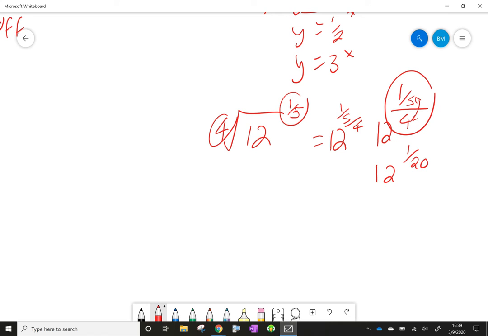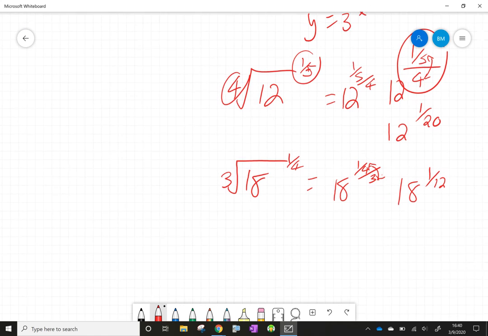Or if we have something like the cube root of 18 to the 1/4 power, this would be the same thing as 18 to the 1/4 over 3, which again, if you just multiply those denominators together, the 4 and the 3, you end up with 12. So the same as 18 to the 1/12 power. Things like that still work even with fractions. So be aware. I hope that helps.